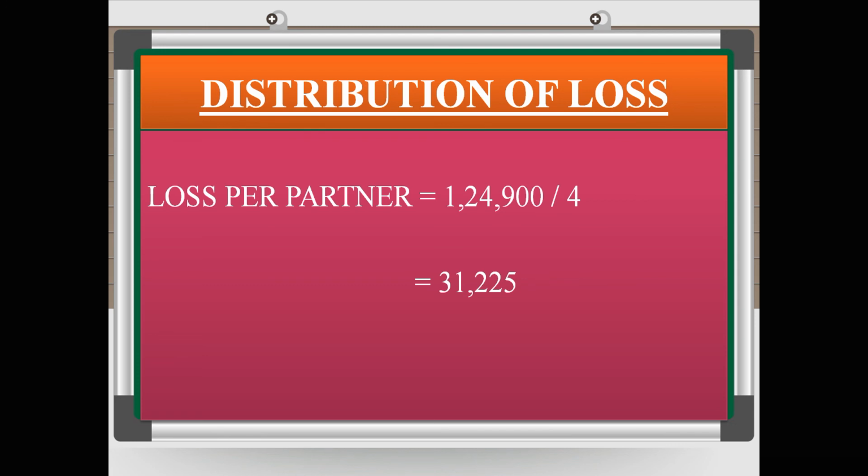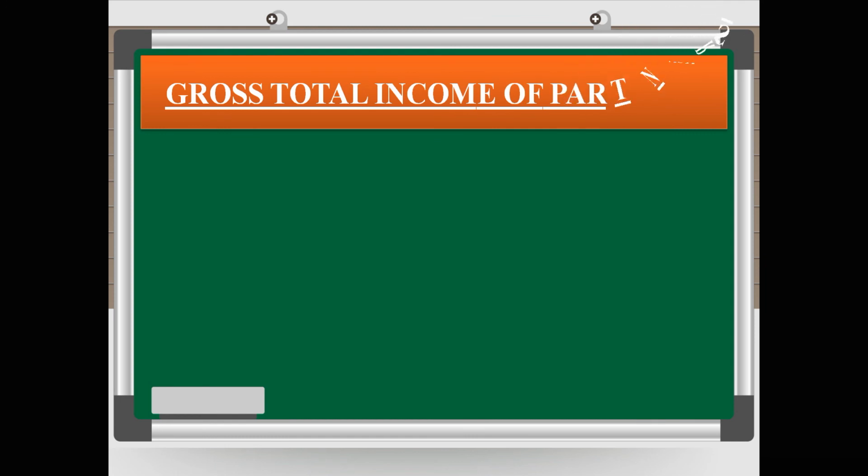Now, in the question, at the end of the question, we have been asked to find out gross total income as well. Let us have it. This is the only thing left. Gross total income of partners.